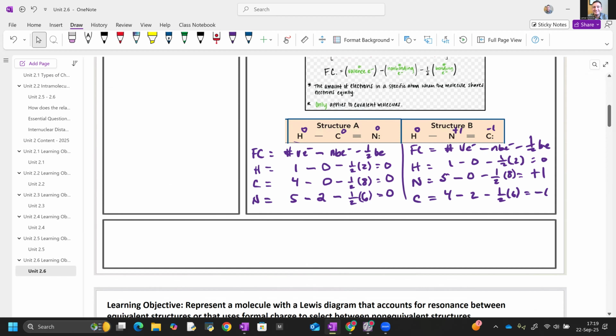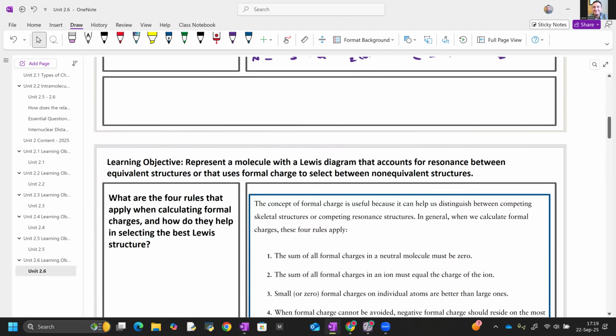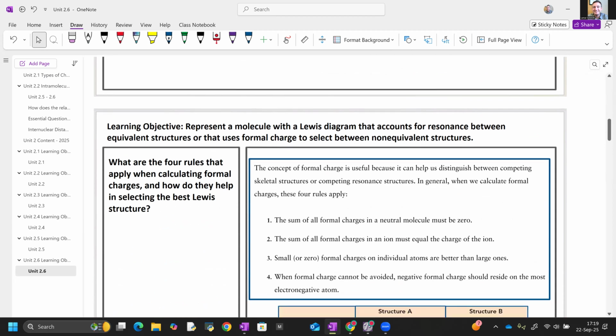It's the same compound, just arranged differently in the Lewis structure. However, we see that 0 plus 0 plus 0 equals 0 because HCN is a neutral molecule. We also see that in structure B, hydrogen, nitrogen, carbon, 0 plus 1 minus 1 equals 0. So the sum of the formal charges does equal 0 because those are both neutral molecules. And so that's all rule number 1 is saying.